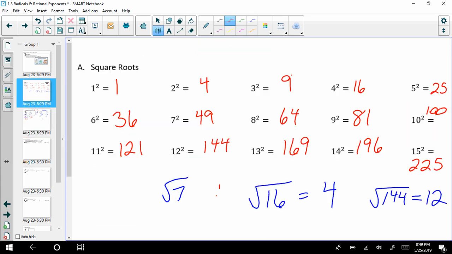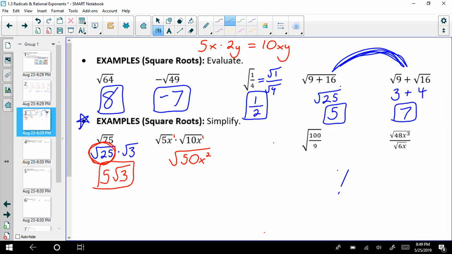Now let's see if we can simplify it. Well, 50, not one of my perfect square numbers. So I would want to see if I can find one of these that will divide into 50. And the one that should jump out to you is 25. So I could write this as 25 times the leftovers. 25 times 2 is 50, and then we still have the x squared. Well, focus on the perfect square, so that becomes 5. And here's the leftovers.